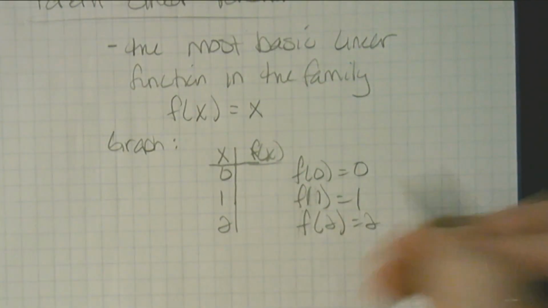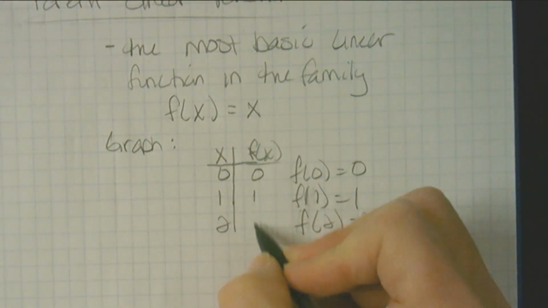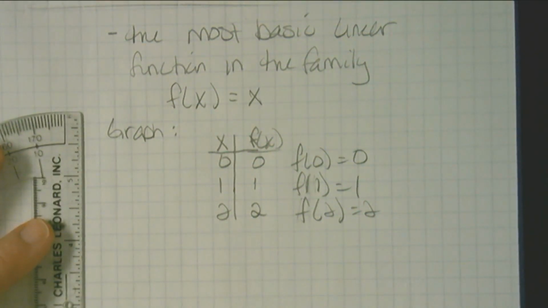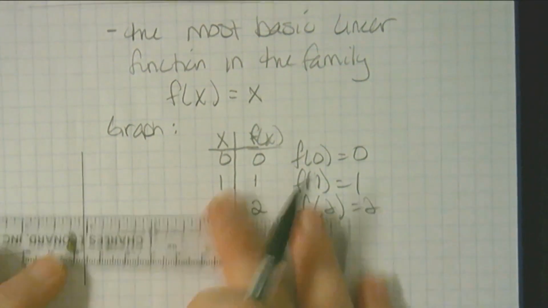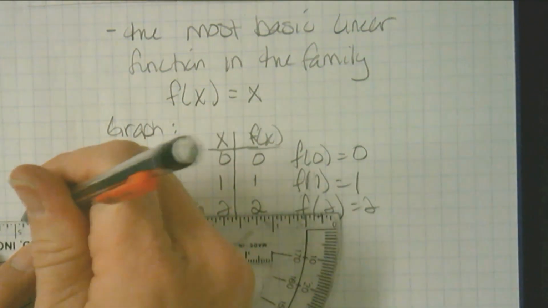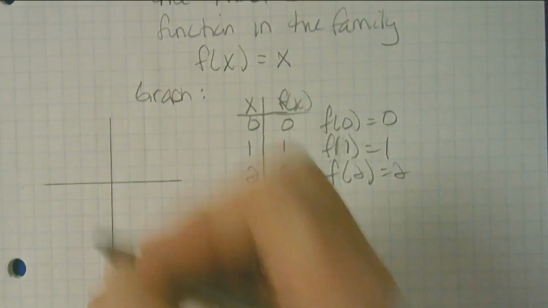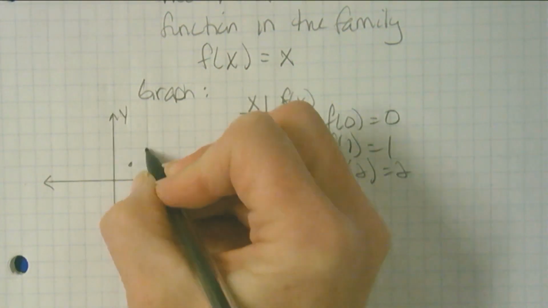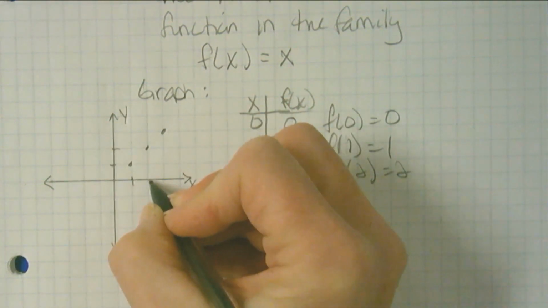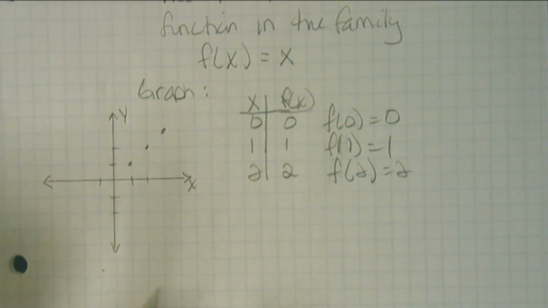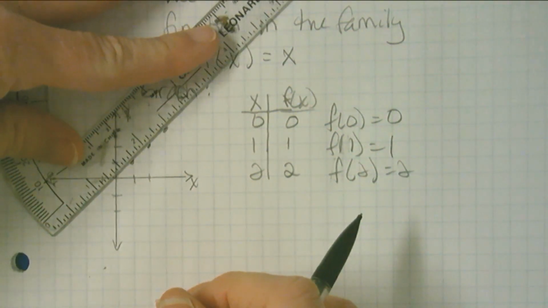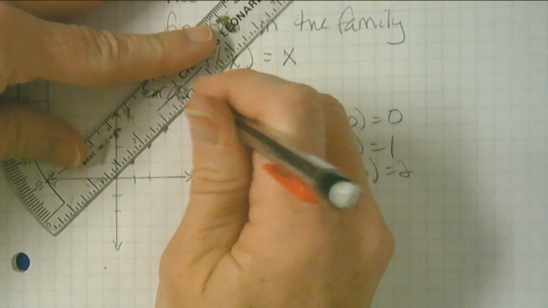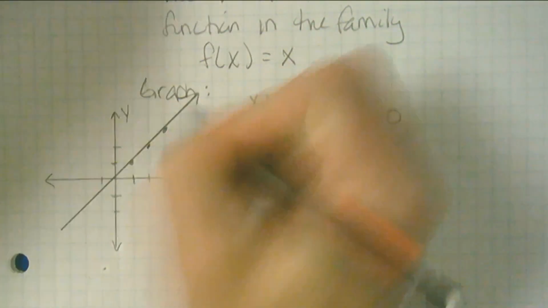Alright, so if I put 0 in, I just get 0. If I put 1 in, I get 1. If I put 2 in, I get 2. So if I was to graph this, that parent function does not change. That is always the parent function for a linear equation. So essentially, it's a direct variation equation that looks like that.